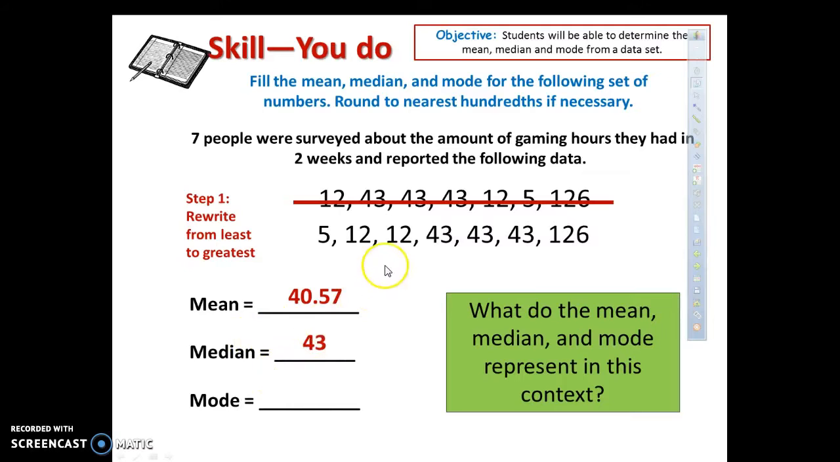The median is the middle number, and that is 43. 3 on this side, 3 on this side. And the mode is also 43. So 43 appears the most. What does this mean in terms of context? Well, again, we're talking about people playing video games in 2 weeks, how many hours they do, and that would correspond to it. It's like a full-time job.